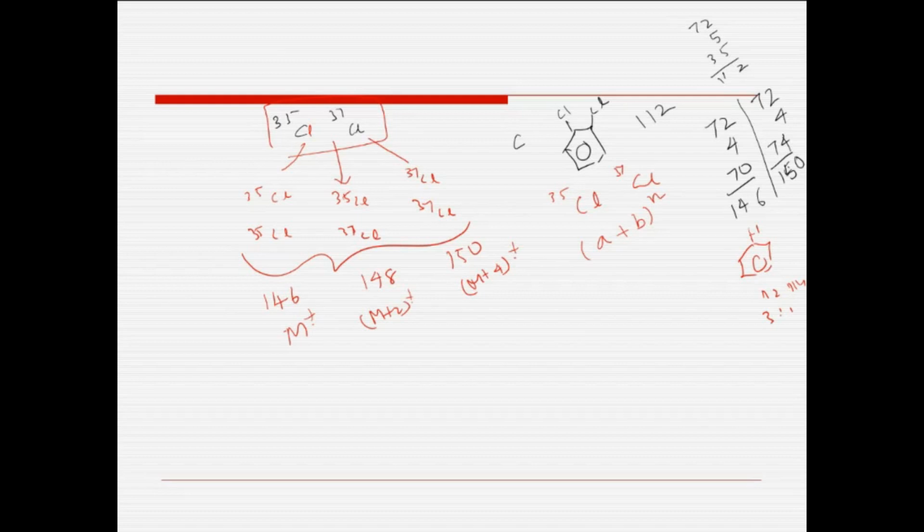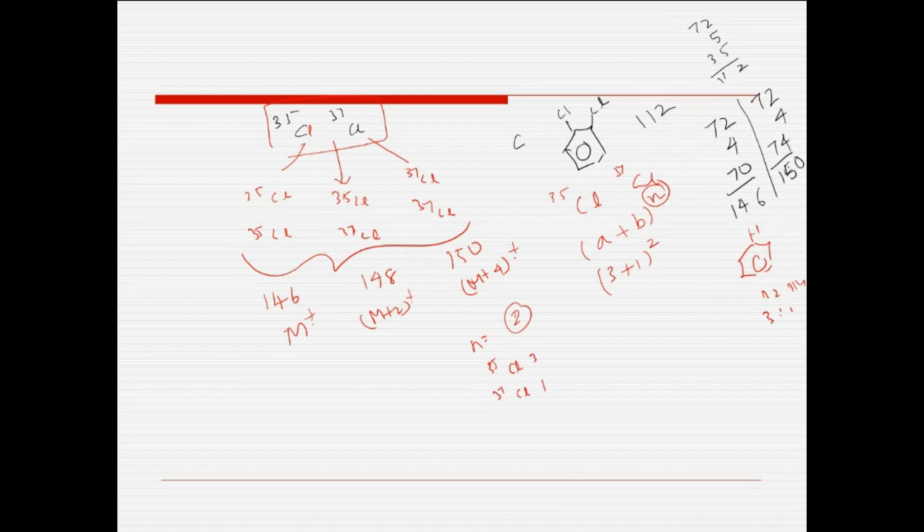Guys, are you getting the point? Yes, ma'am. A and B, okay, what is N? N is the number of halogens. Suppose I take two chlorines, the number of chlorine atoms, so N is 2. For chlorine 35 and chlorine 37, we know the relative intensity is 3:1. So 3 plus 1, and the whole power is the number of chlorines. How many chlorine atoms? 2.